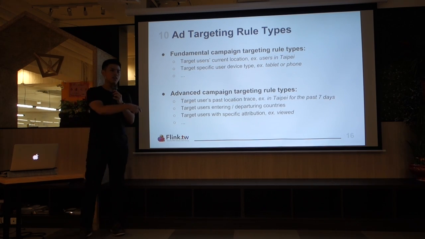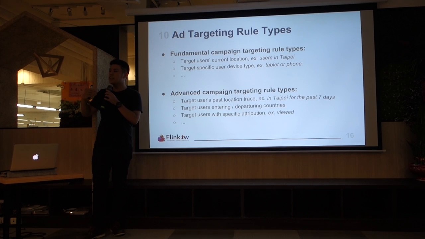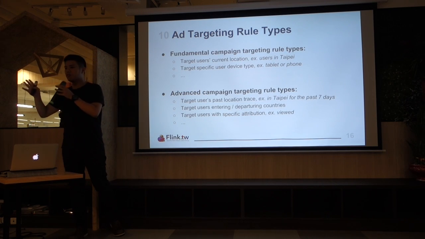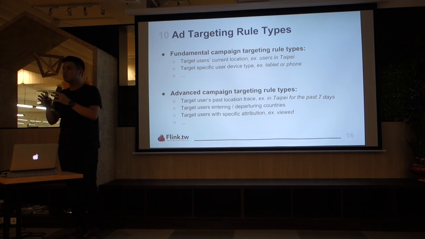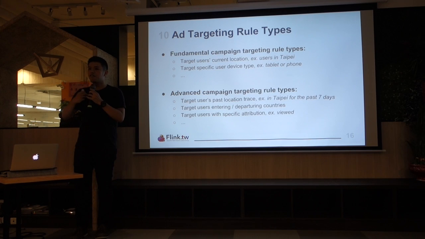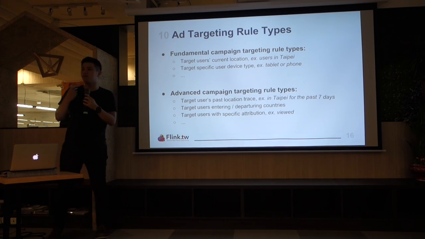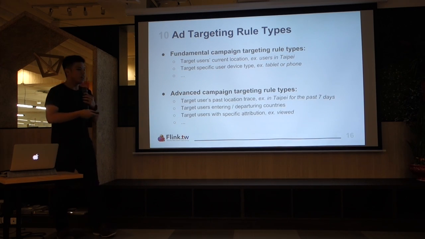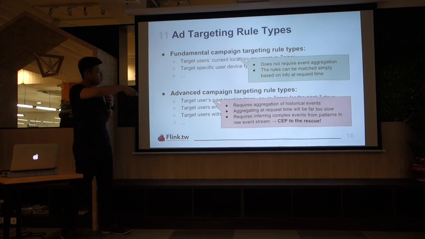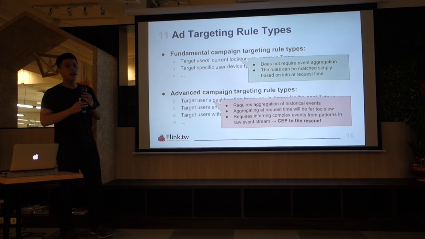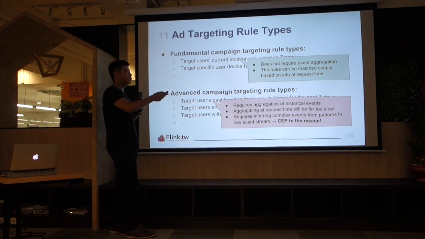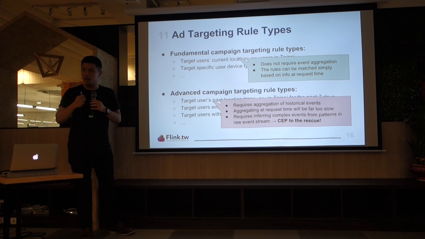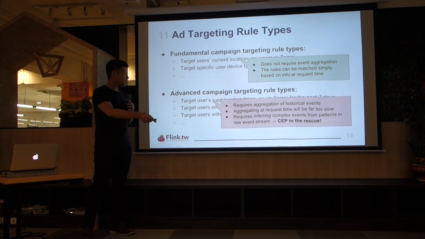So the third example is target user specific attribution. What attribution means here is that the trace of a user action. I viewed web page A, and then I also use something else. This might mean something to advertisers. They think this has something to do with the brand that they are trying to sell. So they want to target these kind of users. And like I said, the difference between these two, this does not require event aggregation at all. The rules can be matched simply when I get the request, I decide.